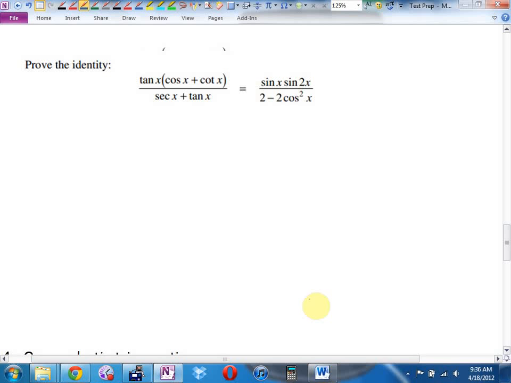Tan x bracket cos x plus cotangent x, all over secant x plus tan x, equals sine x sine 2x all over 2 minus 2 cos squared.